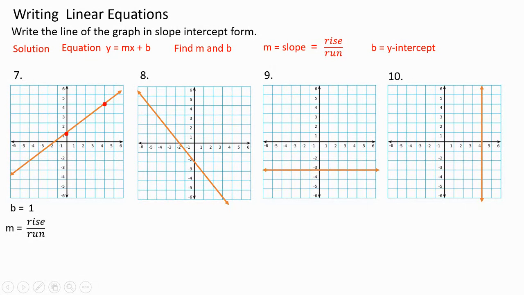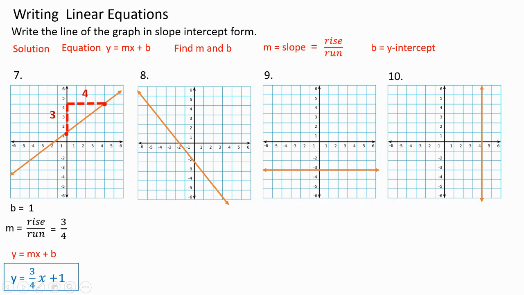So the rise is going to go up 1, 2, 3, 3 up, and 1, 2, 3, 4, 4 across. So the rise is 3, and the run is 4. That's my slope. So I found my m, and my b is 1. Now I have the m and the b to plug into the equation to find the linear equation in slope-intercept form. My m is 3/4, my b is 1. So that's my equation.